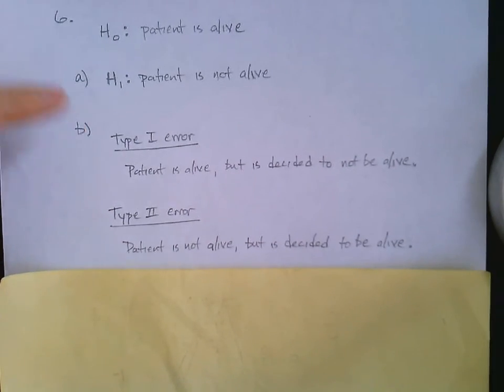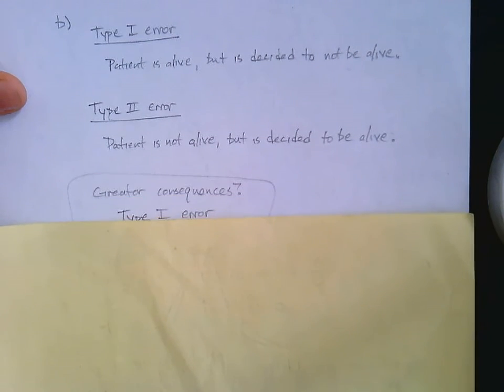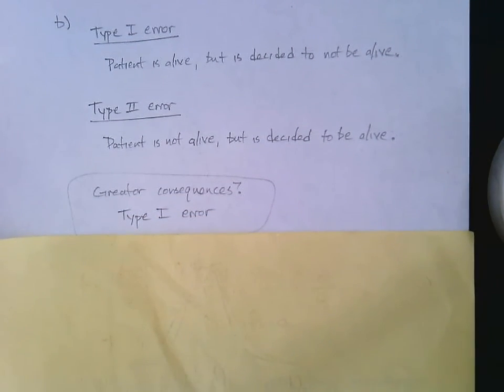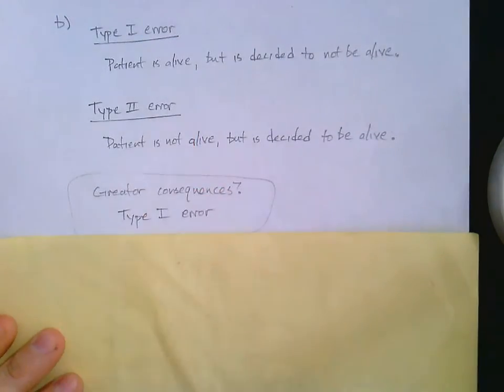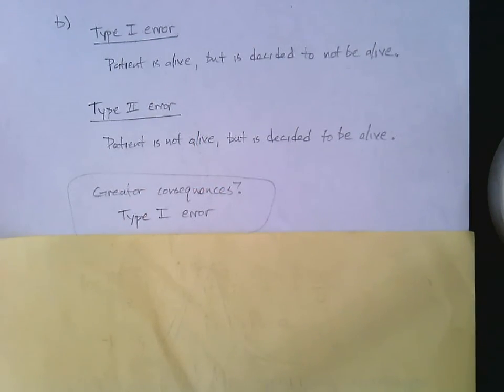Okay, so between the two, it should be really clear which has greater consequences. And in this case, of course, it's the type 1. The greater consequences, the type 1, right? The person is alive, but it is decided to not be alive. That is a bad situation.